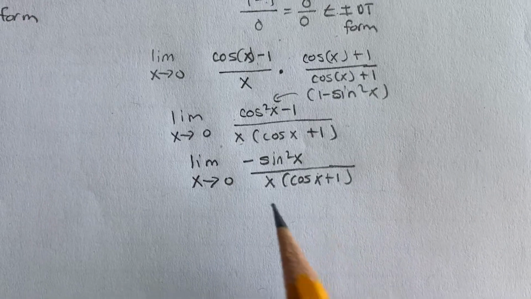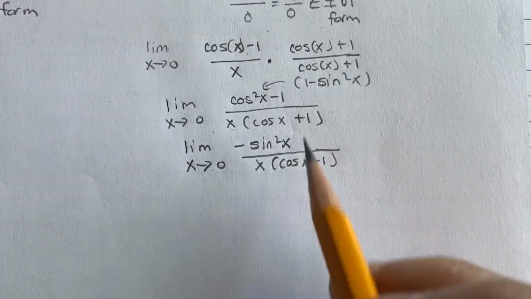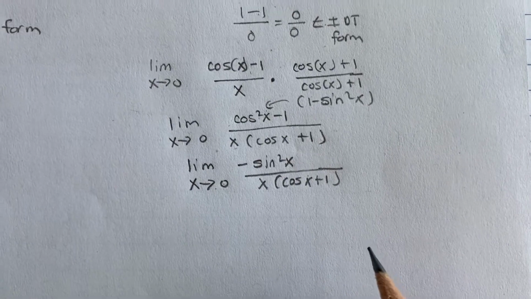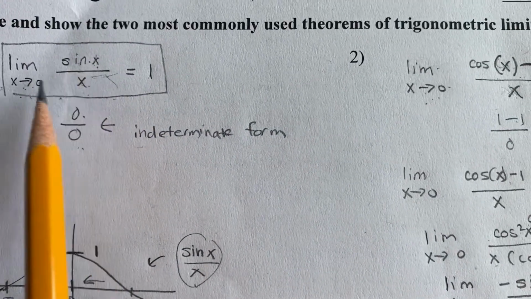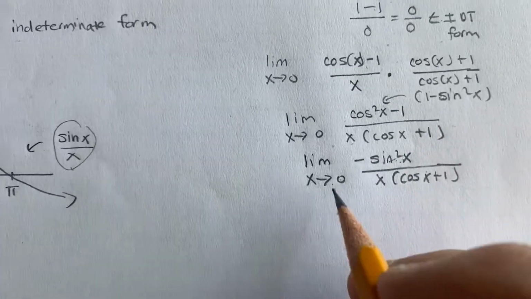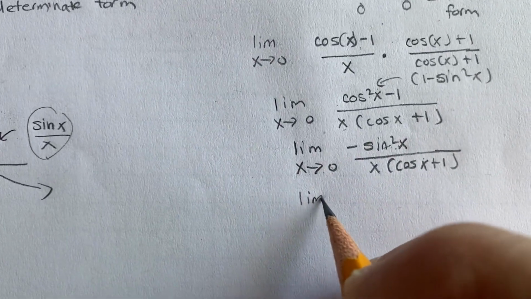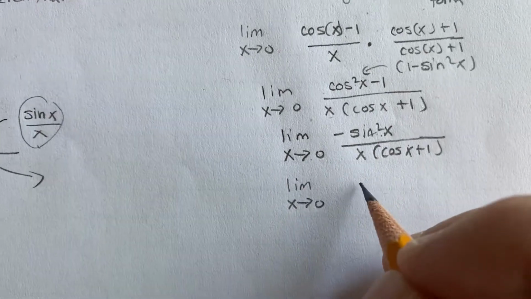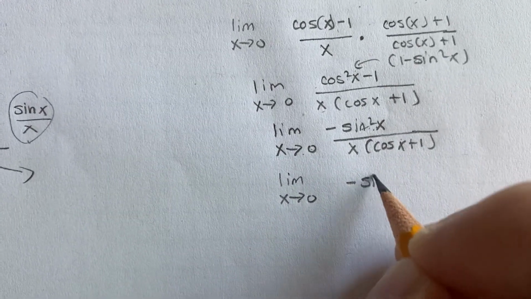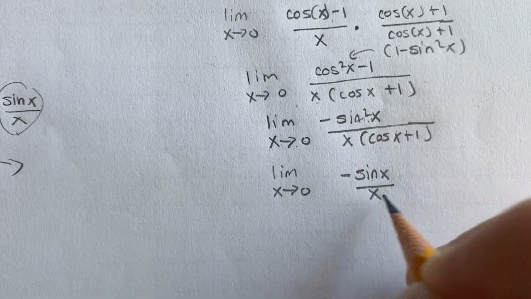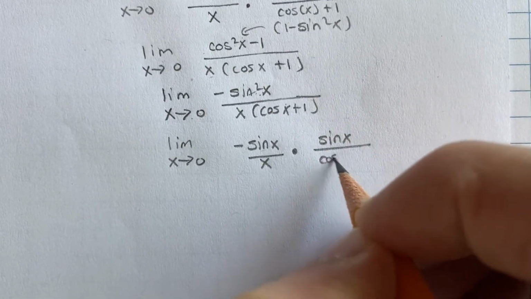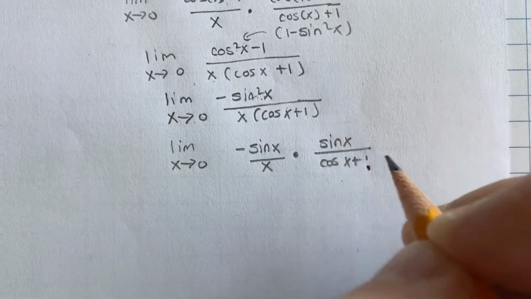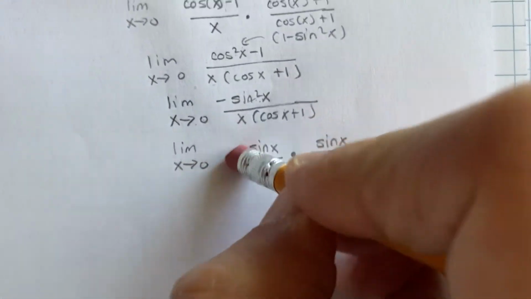All right, well, again, if you plug in 0 along the way, see if it works out, and it doesn't, because sine of 0 is still 0. But now that we know the limit of sine x over x as x approaches 0 is equal to 1, we can manipulate this by rewriting it as the limit as x approaches 0 of negative sine x over x times sine x over cosine of x plus 1. Actually, I'm going to move the negative over here.